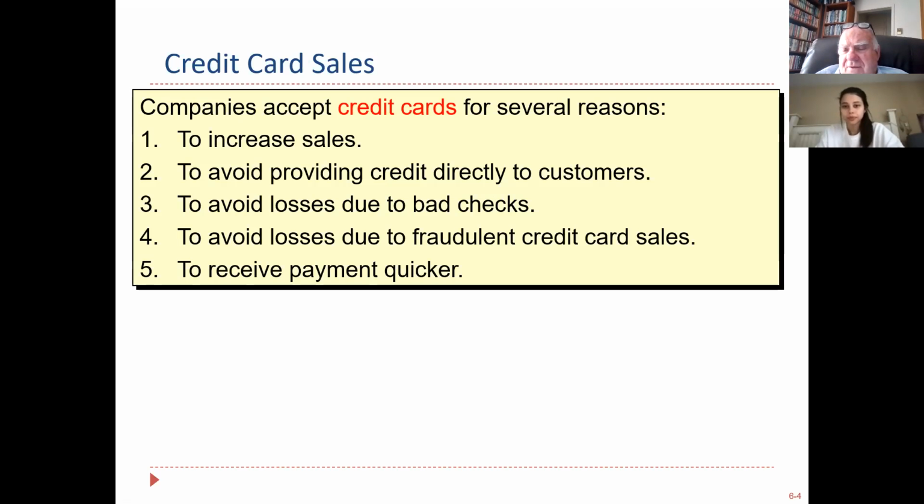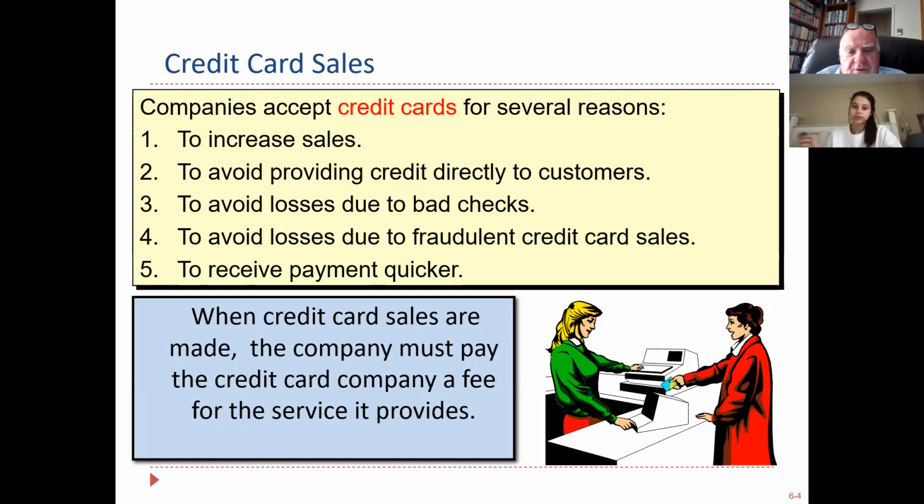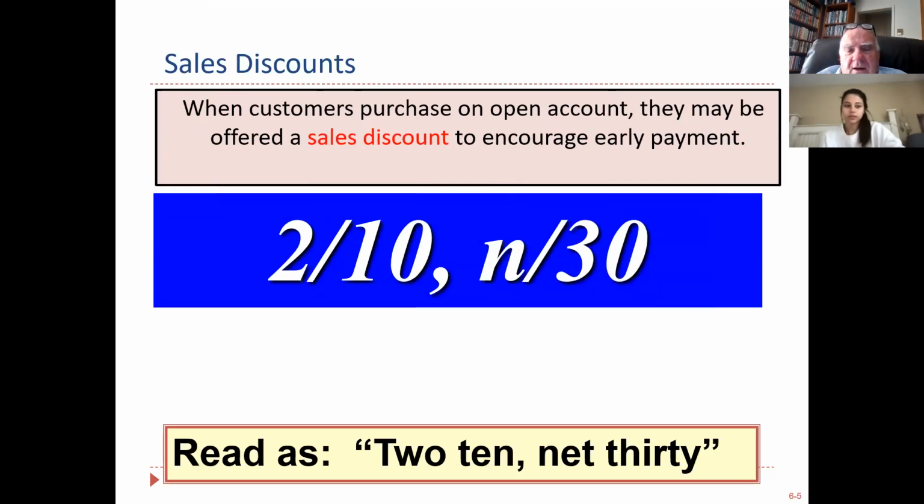But companies have to pay for that service. Like when I buy my jug of soda every morning for $2 at 7-Eleven, I use a credit card, which means that 7-Eleven is not going to get $2 from Visa. They're only going to get $1.90. And that difference is called a credit card fee and is thus a contra sales account. When the credit card sales are made, the company has to pay a fee. So that is a contra sales account.